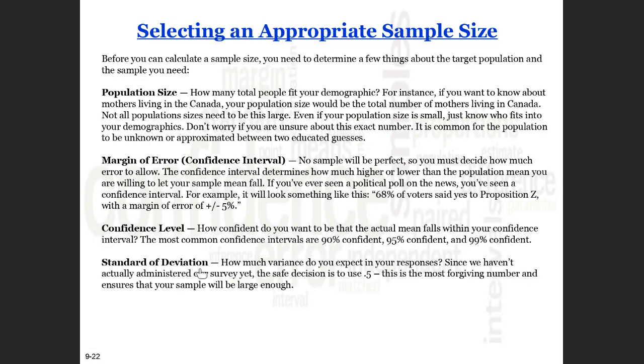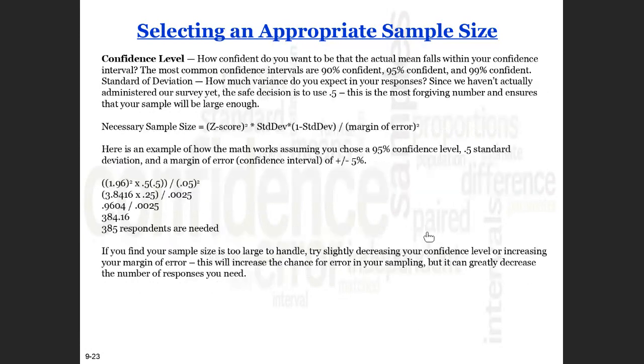The standard deviation: how much variance do you expect in your responses? Since we haven't actually administered a survey yet, the safe decision is to use 0.5. This is the most forgiving number and ensures that your sample will be large enough. What you want is your standard deviation to be between 0 and 0.5. That corresponds to the 95% confidence. It's not directly related, but it does correspond. So if anybody has any questions, please either write it out or say something.